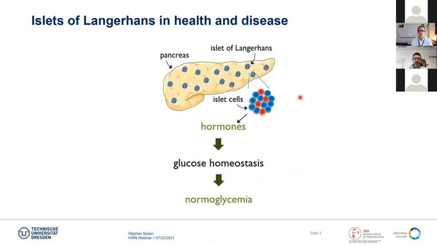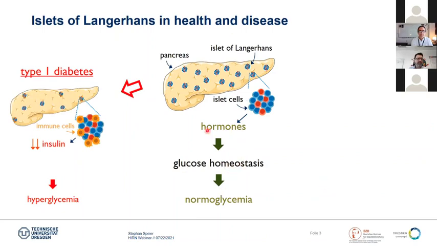For those that are not working in islets, as this is a public webinar, I just wanted to shortly introduce why we're doing this. Most of you know we have the islets of Langerhans, which are endocrine cell clusters distributed throughout the pancreas. These clusters are made of different cell types, and they secrete hormones. We have beta, alpha, and delta cells, for example, and they secrete insulin, glucagon, and somatostatin. They are responsible for glucose homeostasis and keep us all in a normal glycemic range.